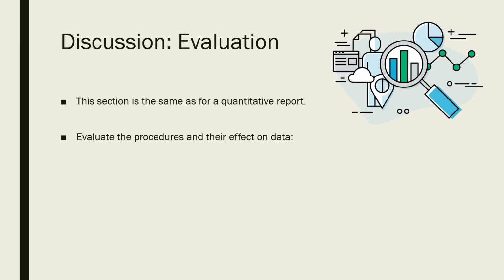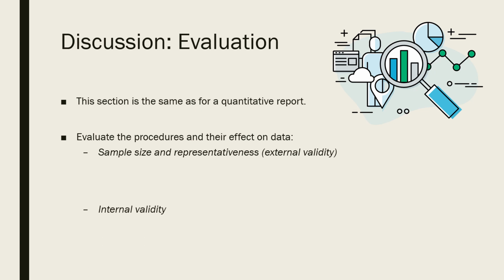In this section, you need to evaluate the procedures and their effect on the data, just as for a quantitative report. Are there any limitations to the data or sample used? Evaluate the sample's size and representativeness, including any types of bias present in the sample and how this may have influenced the data. Make sure you link your discussion of the sample to external validity. You also need to identify any sources of uncertainty in the data that reduce its quality. What extraneous variables may have been present and how may these have influenced the data? Link your discussion here to internal validity.